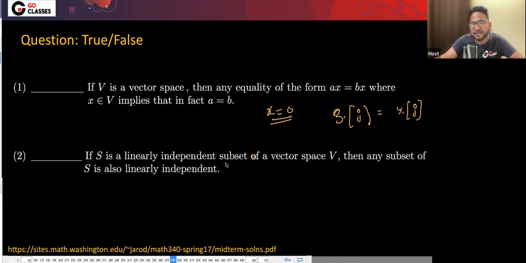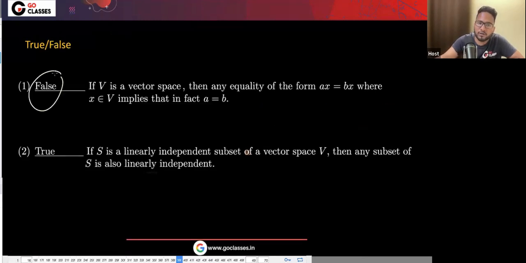If S is a linearly independent subset of the vector space V, then any subset of S is also linearly independent. What do you think? Yes, this is true, right? Okay. So this was false and this is true. Understood?